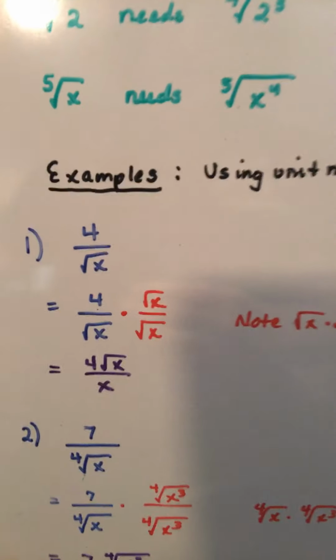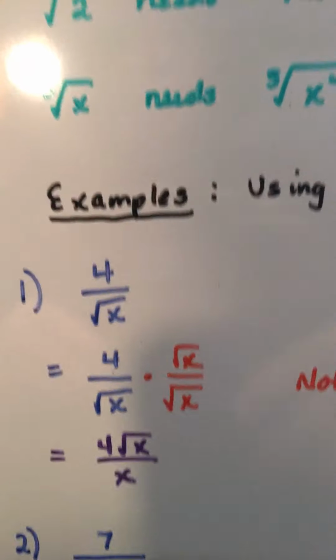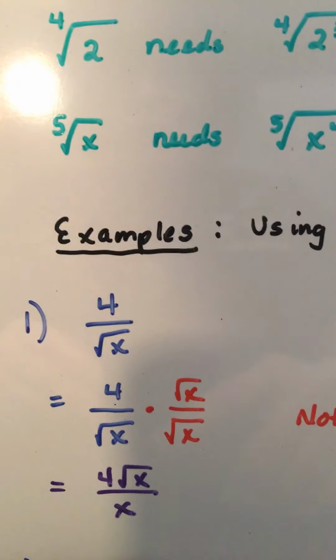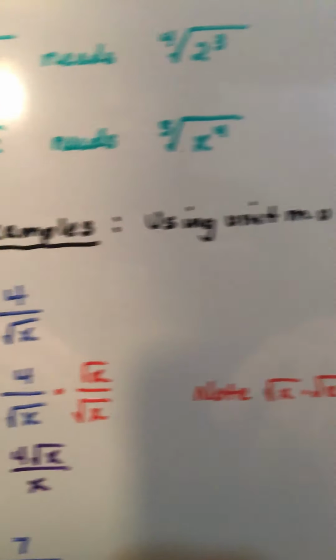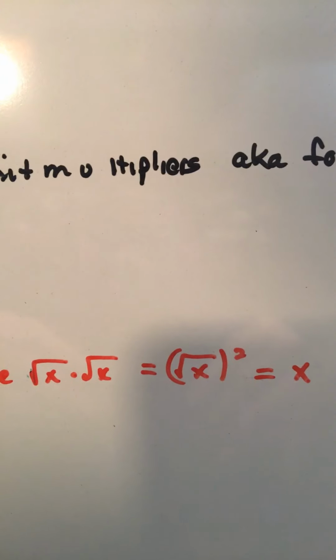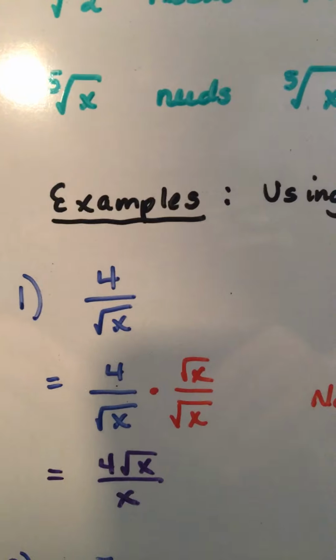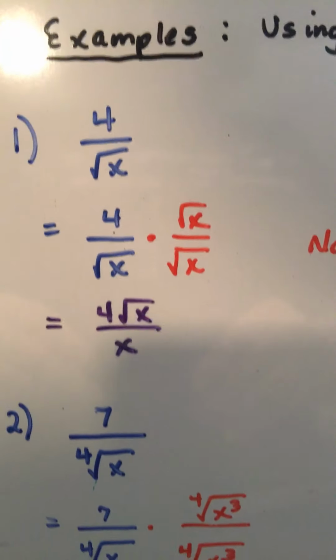So when I see the fourth root of 4 over the square root of x, I multiply by square root x over square root x. What is square root x times square root x? It's just x. And I get 4 root x over x.